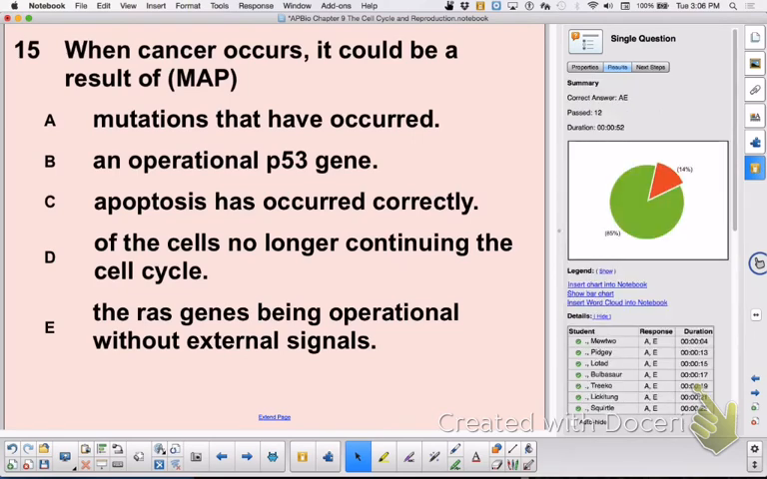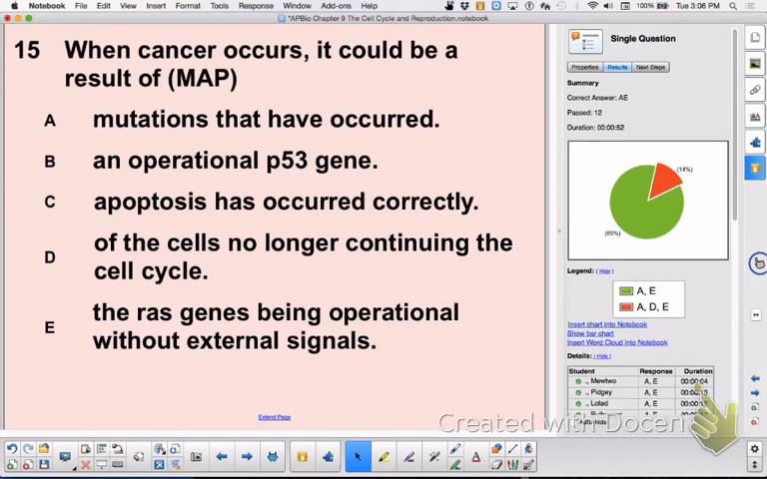Okay, what did somebody put? Somebody threw in the D. It says when cancer occurs, it could be a result of the cells no longer continuing the cell cycle. Is that the problem why you have cancer? No, it's because you keep continuing the cell cycle and you're not stopping. You don't have that contact inhibition.